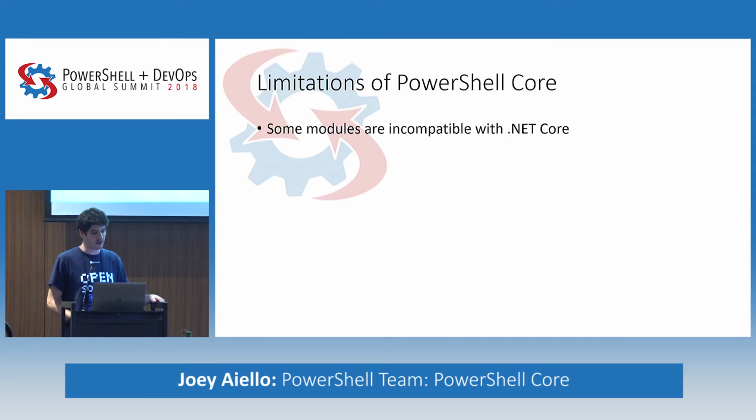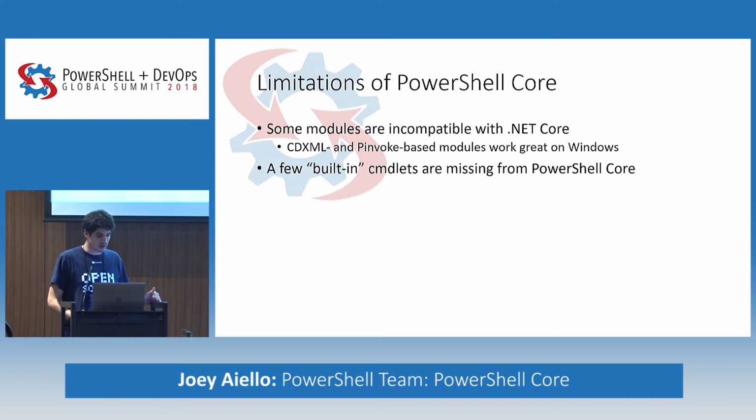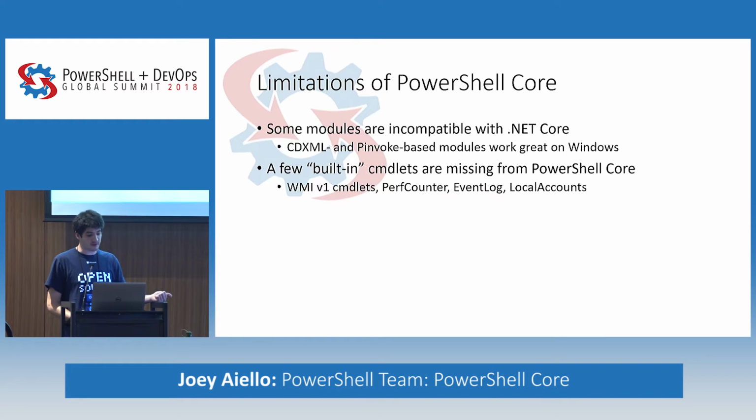We've talked about all the good stuff. Some modules are going to be incompatible, right? Again, we're working on that. We're getting there. We totally recognize that it's one of the number one problems. A few of the built-in cmdlets that we've traditionally shipped are missing from PowerShell Core: the WMI v1 cmdlets, the perf counter cmdlets, event log cmdlets, and local accounts. Some of this is because .NET has dropped some types that they supported in Framework and no longer support in Core or Standard. A couple of these have been added back with the Windows .NET Framework Windows Compatibility Pack, I think.